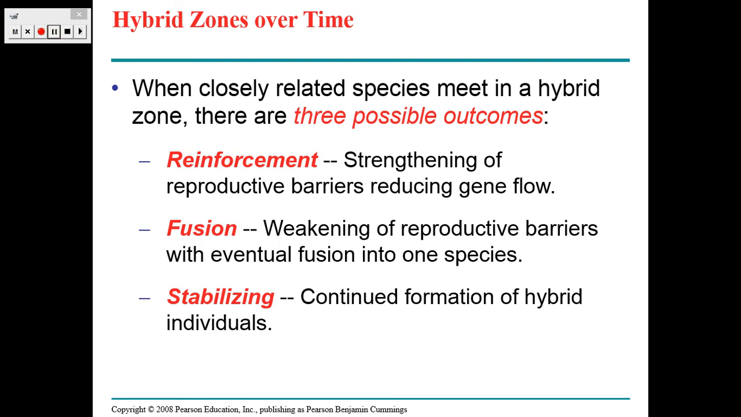Stabilizing is a little bit more complicated. Stabilizing is when you have a variety of different factors, and every single population will have different factors that do this, so it's not something that you can generalize and say, well, this is what always happens, because each and every population is different. But it's basically when there's continued formation of a hybrid individual. So you would think that it would stabilize, or that it would fuse, or that it would be reinforced, but there's something else at play that is causing the hybrids to continue to be created. Okay, so that's called stabilizing.